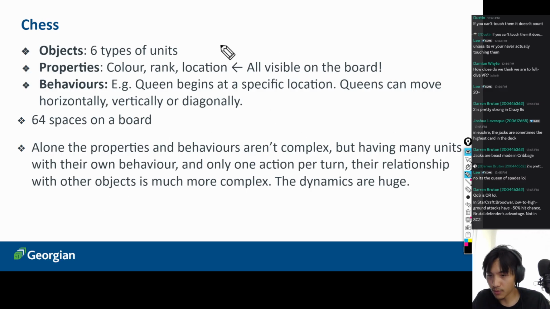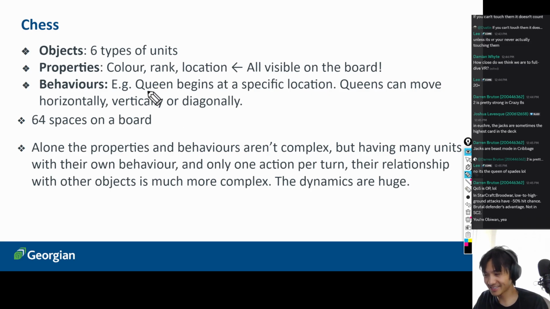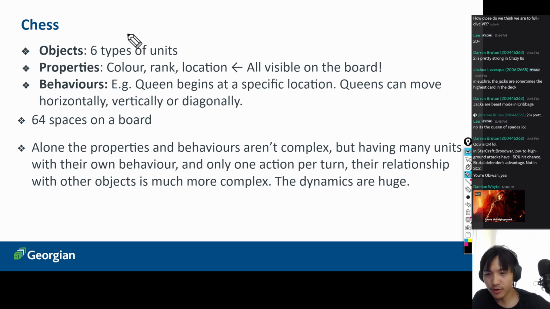Oh, Garen says attacking from the low ground to high ground has a 50% hit chance. Oh yeah. So if you have the high ground, then it's over for your opponent. Of course, that can change if you have an air unit and then you're attacking high ground from the sky. Then you don't have that disadvantage.